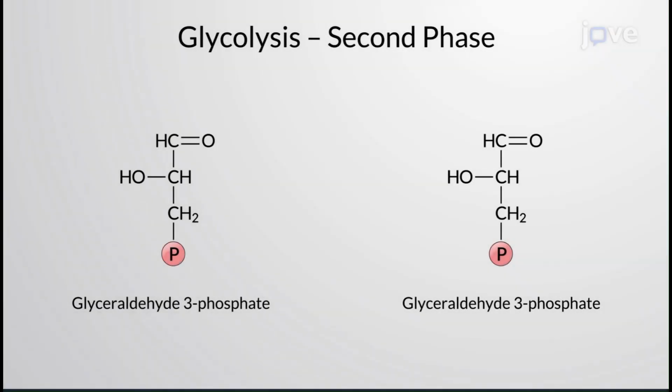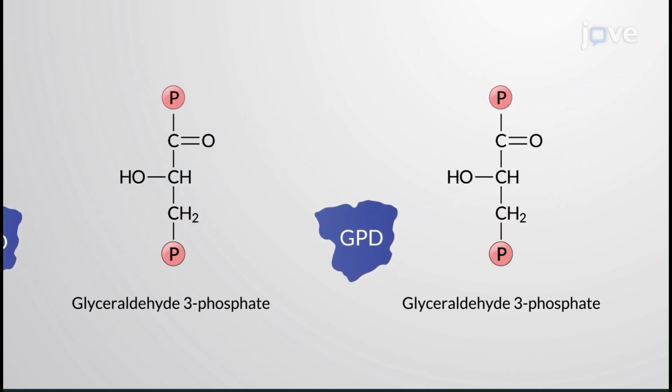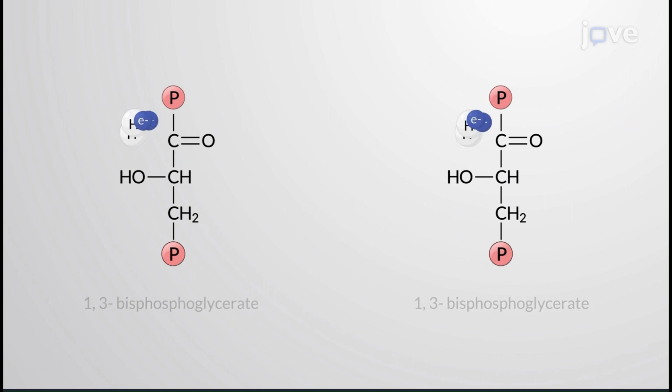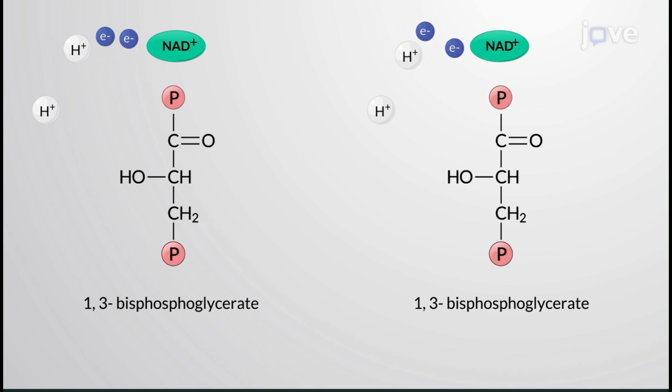The second phase of glycolysis begins with the oxidation of two molecules of glyceraldehyde 3-phosphate. It is catalyzed by the enzyme glyceraldehyde phosphate dehydrogenase, which transfers a phosphate group to the sugar, forming 1,3-bisphosphoglycerate. 2 electrons and a proton released during the reaction are picked up by NAD+, forming NADH.